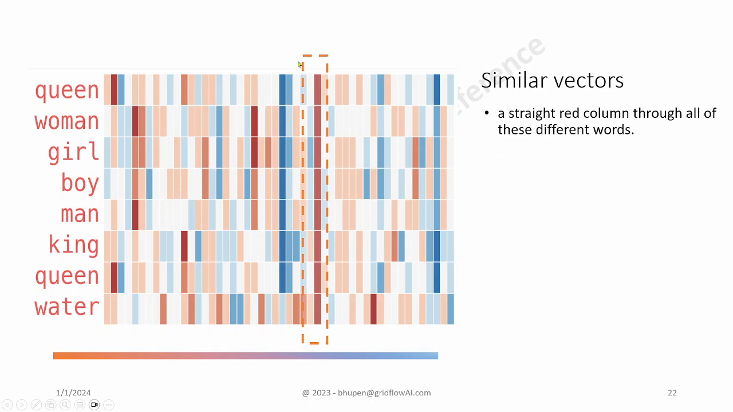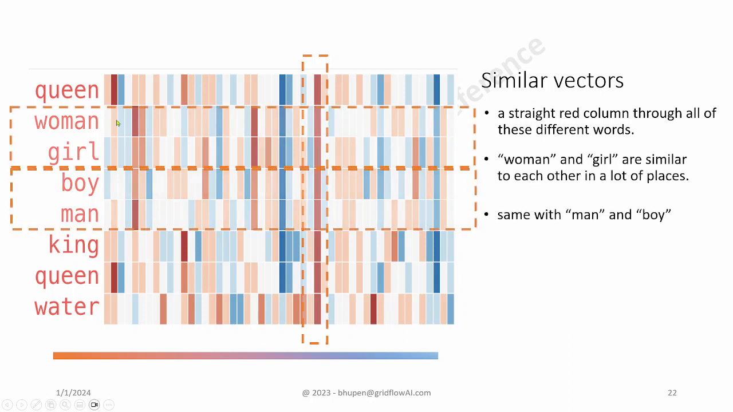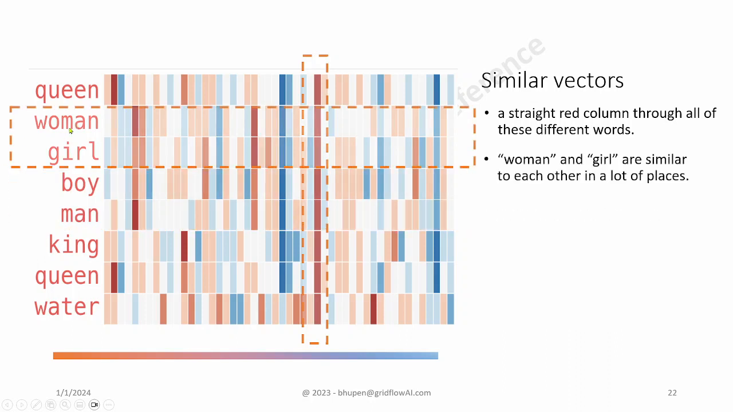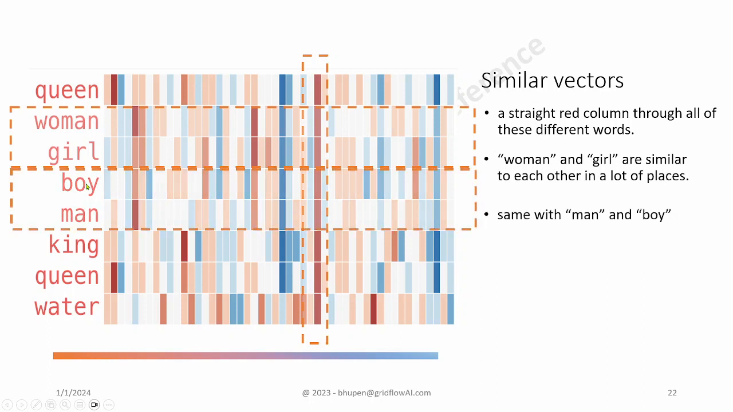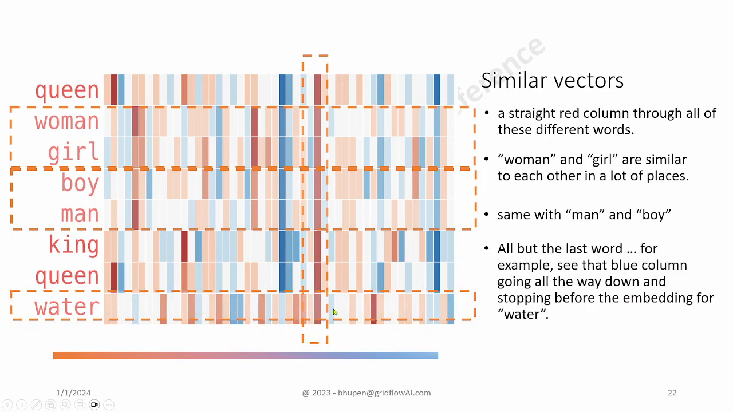And that is shown by using this particular box here. But if you look at a woman and a girl, you'll see the vectors are pretty much similar to each other. And likewise, if you look at a boy and a man, these two vectors also look similar to each other. The exception would be water, so that looks very different compared to the other vectors here.